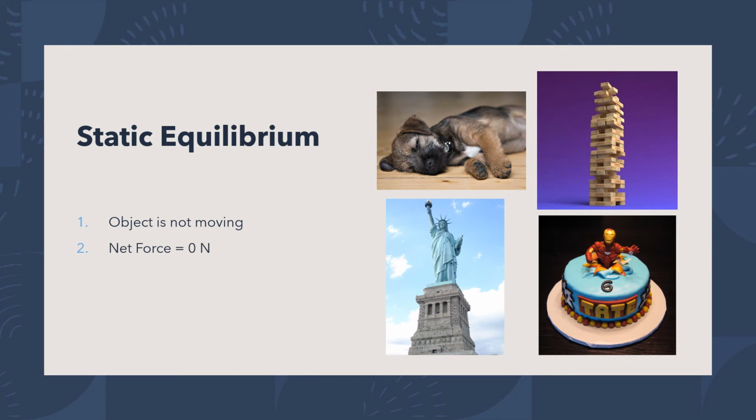So here we've got static equilibrium, okay? This is when the object is not moving and the net force is 0 newtons. So we've got a sleeping puppy, right? It's got its weight going down, it's got the normal force going up, no other forces acting on it. Object stationary, puppy's asleep, net force of 0, no acceleration. Your Jenga tower, gravity's pulling it down, the table is pushing back up, and as long as you're winning and it's not tipping over, hey, we've got a net force of 0, it's in static equilibrium. Statue of Liberty, same idea. Birthday cake, same idea. They're not moving, they're not going anywhere. There's no net force acting on them. Okay? That is static equilibrium.